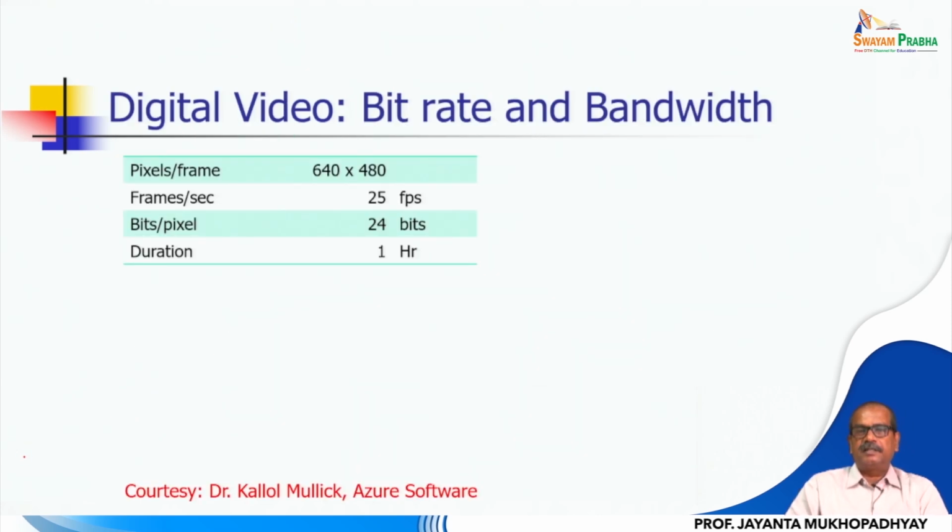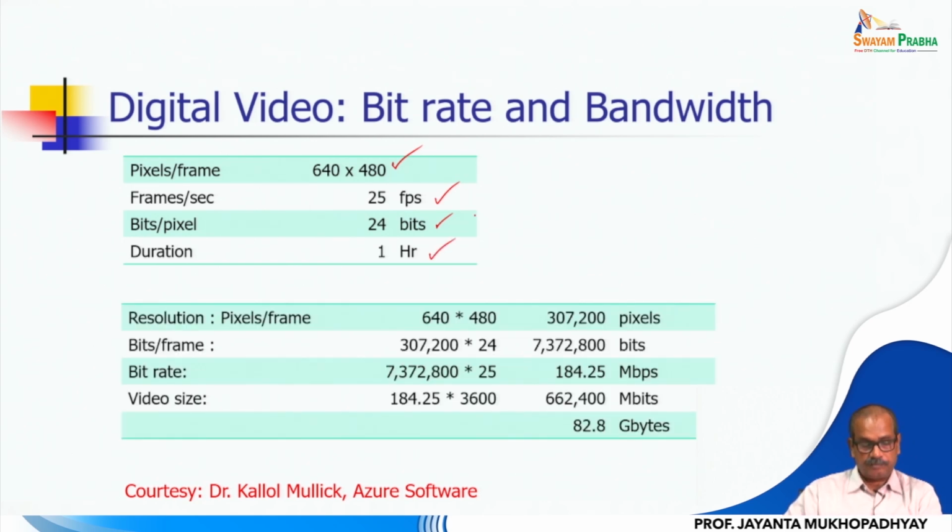Let us understand the requirement of bit rate, which is associated with bandwidth, meaning bits per second. Just a simple computation for a typical case: say the pixel size is 640 by 480, frames per second is 25, bits per pixel for raw video is 24, and the duration is 1 hour, which is 3600 seconds.